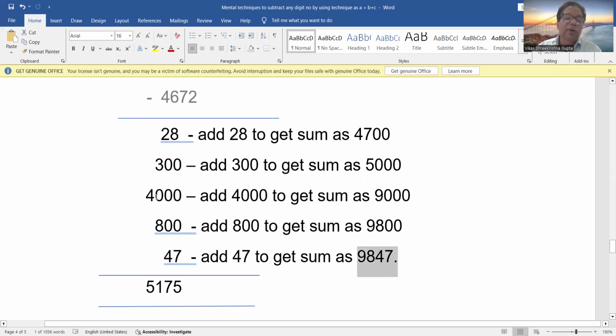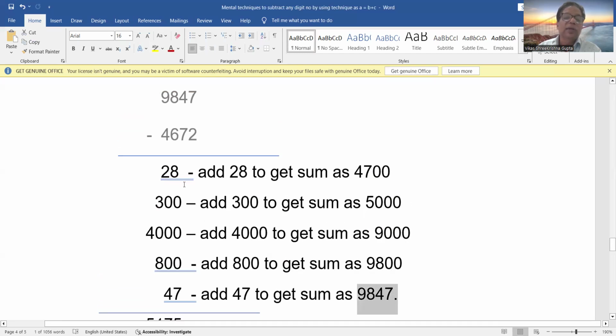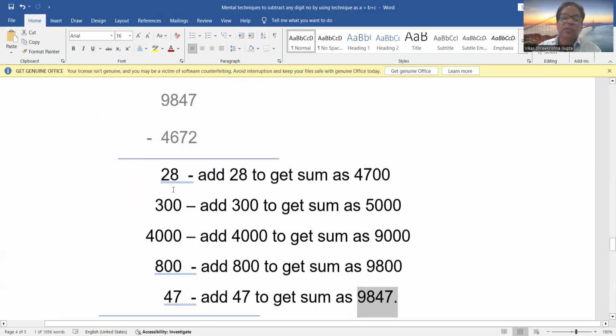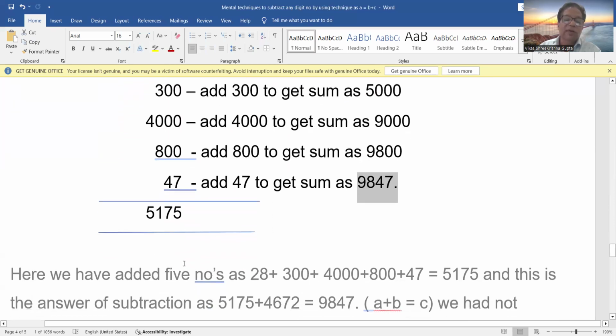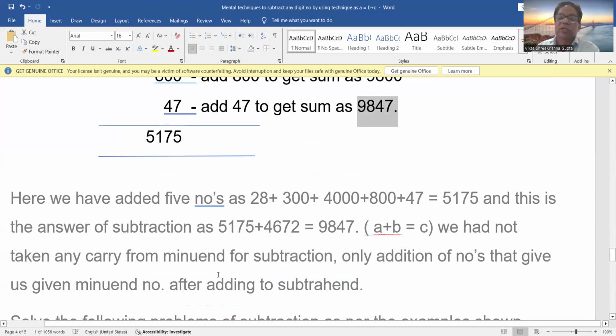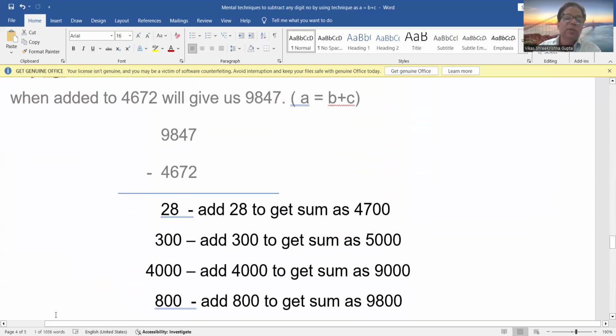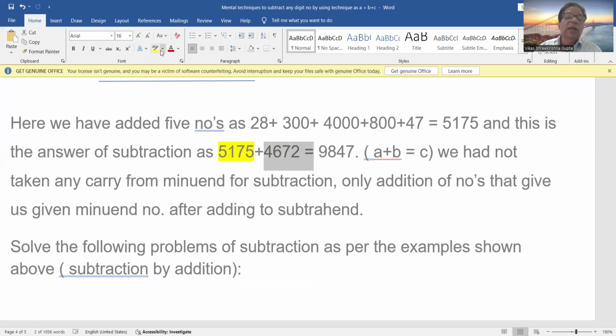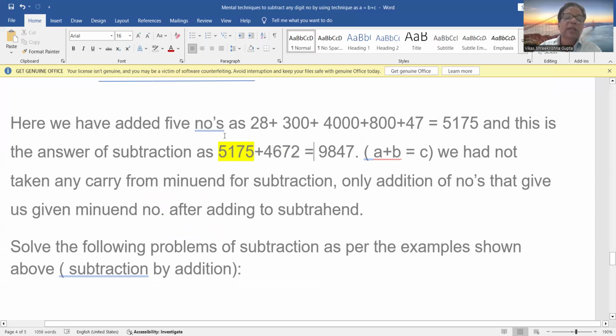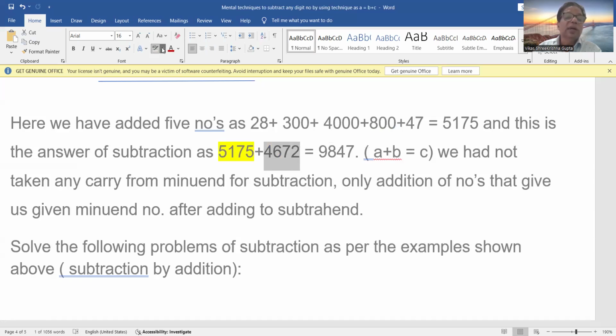So I have added 5 numbers in this, so that I get to the final number 9847. And then I will add all these 5 numbers. This is 5175. When I add all these numbers, this is the answer of my subtraction. Because when I add 5175 to my given number 4672, I get the number 9847, right?